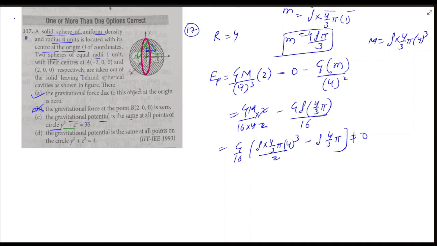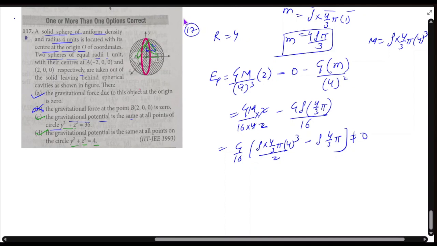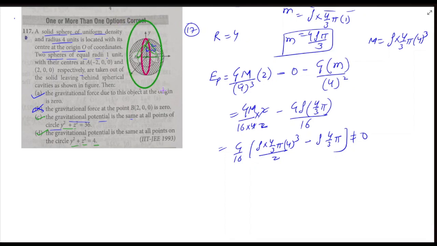So look, y square plus z square, they have the center at origin. Because of symmetry, their potential will be same. Gravitational potential again in y square plus z square equal to 4 will be same, because any circle whose center is origin, because of symmetry, the potential will be same. If you take another circle like this, their center is origin and A and B are symmetrically placed.